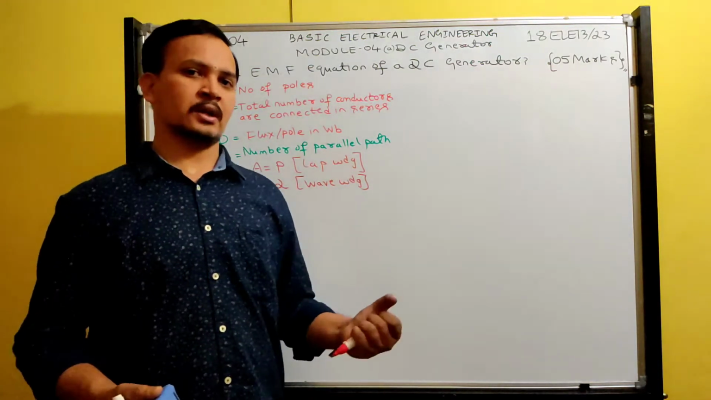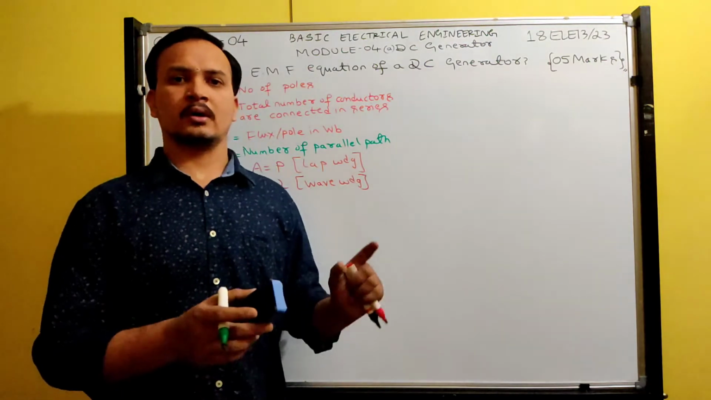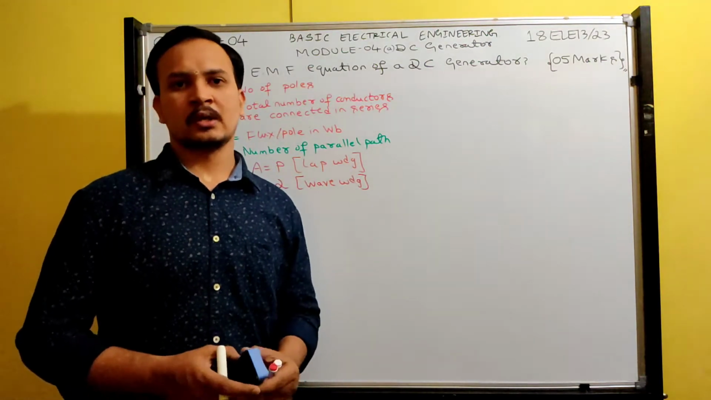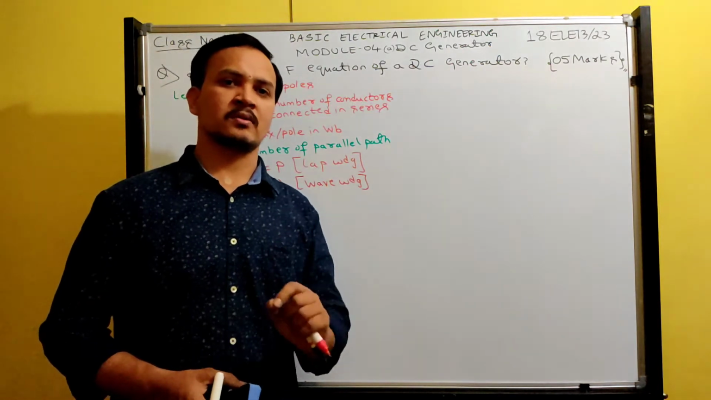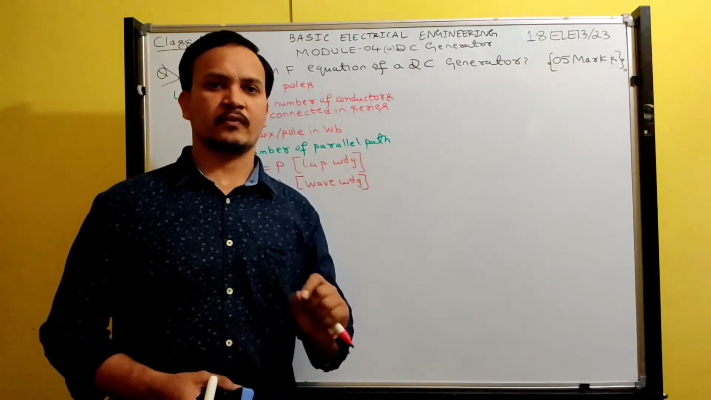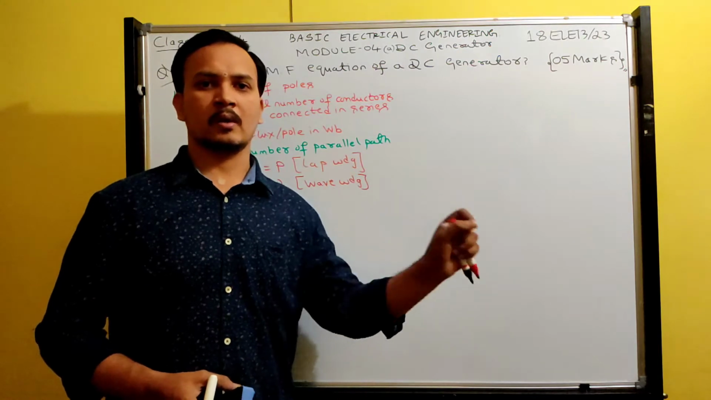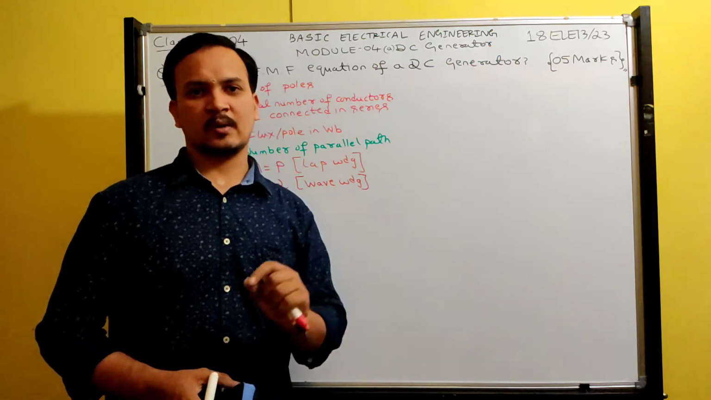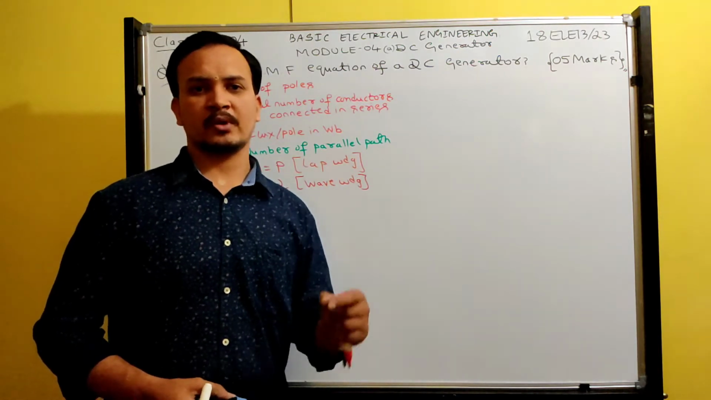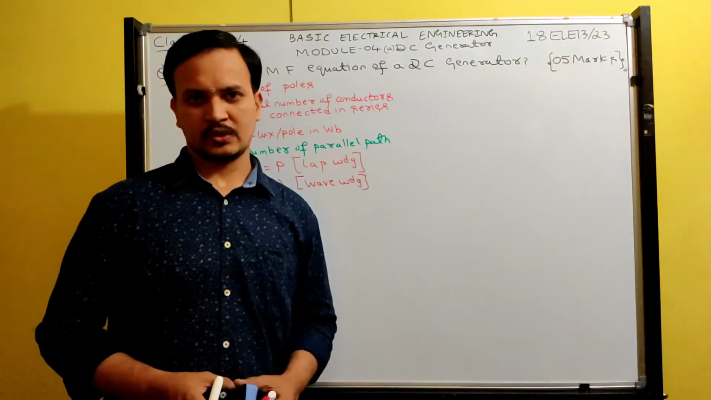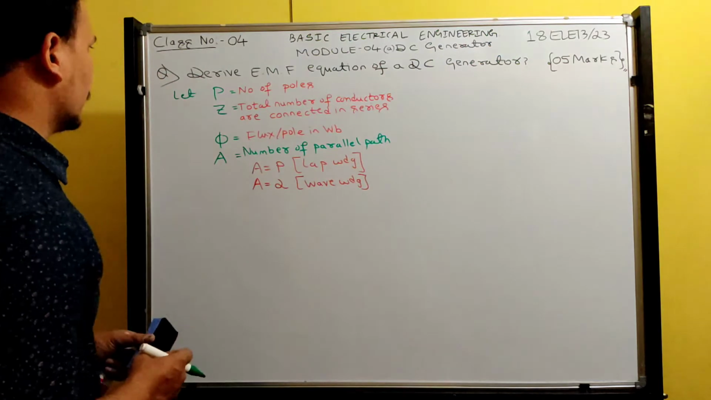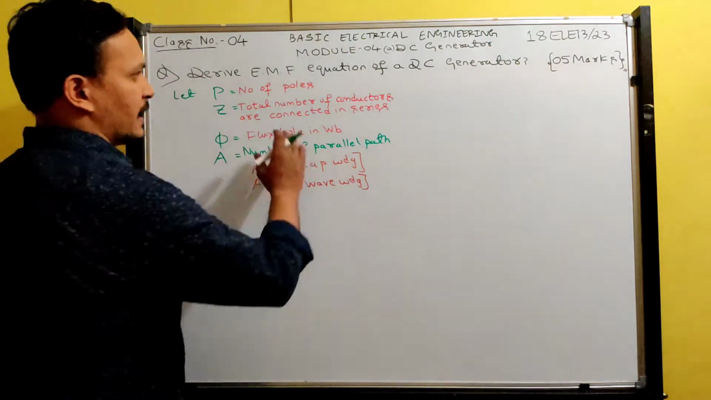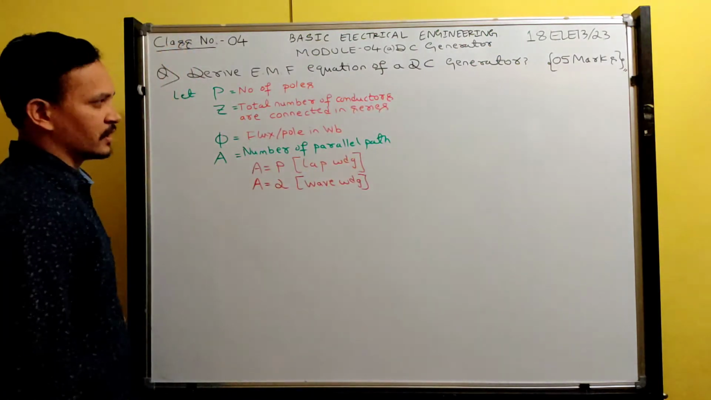All possibilities are there, but keep in mind, don't stick to the question papers. You just complete the syllabus. If you complete the syllabus, 100% you will get full marks, 20 out of 20 in each module. Don't think about question papers. Once the module is completed, then you refer to the question papers and try to solve those questions. That is the correct way of preparation. So we can start. Derive the EMF equation of DC generator.